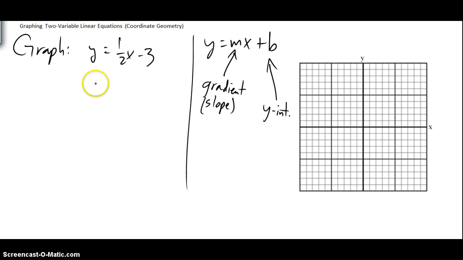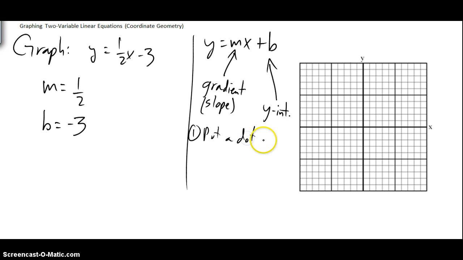So over here, our gradient or slope is the coefficient of x. It's 1 over 2. And our y-intercept, this would be plus b, plus negative 3. So the y-intercept is negative 3. What we do is put a dot at the y-intercept. On the y-axis, put a dot right there. Oh, wait a minute, it's negative. Not right there, right there.